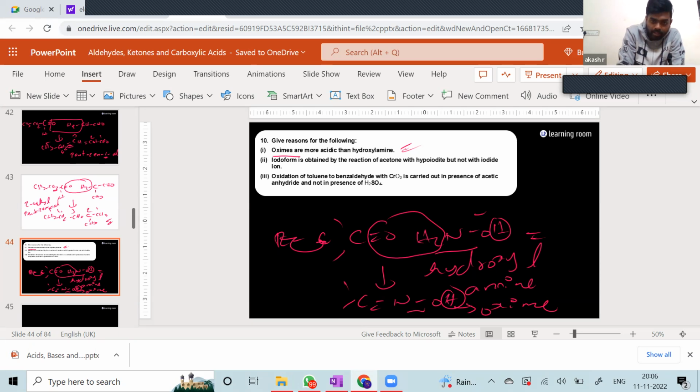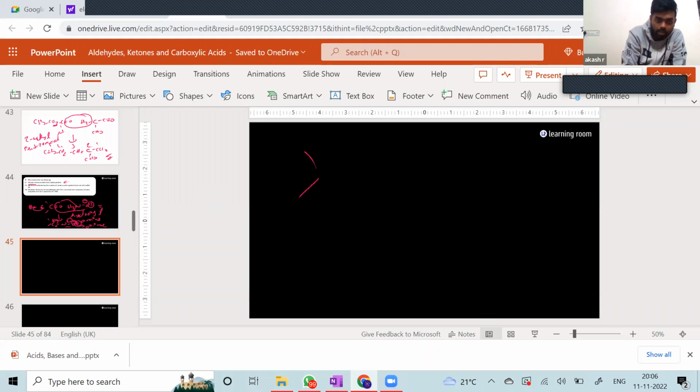If I remove this, there'll be a negative charge on the oxygen. And you see, this negative charge is actually involved in resonance. Are you able to understand? Let me write this one more time. So if I look at the oxime, and if I write the O minus, and if I just write NH2O minus, this O minus is going to be there. Okay, fine, nothing is going to happen here.